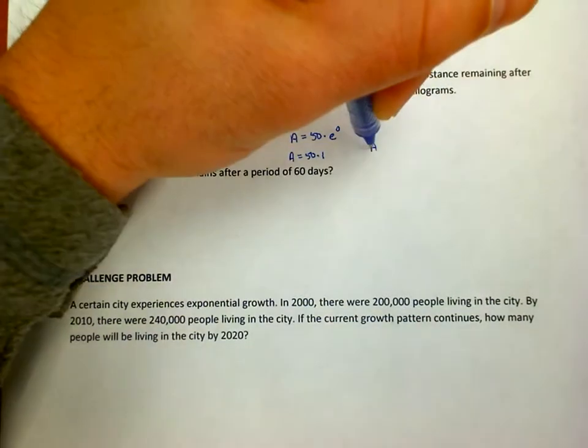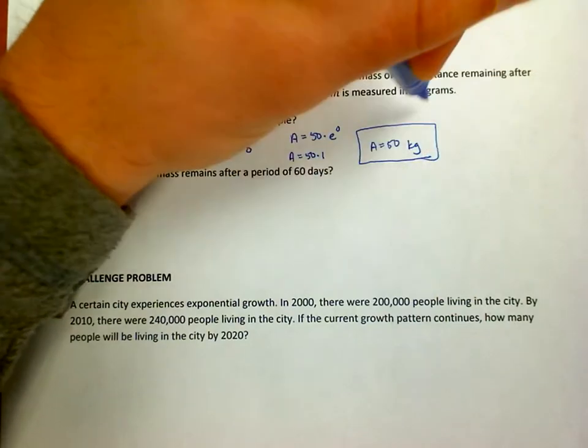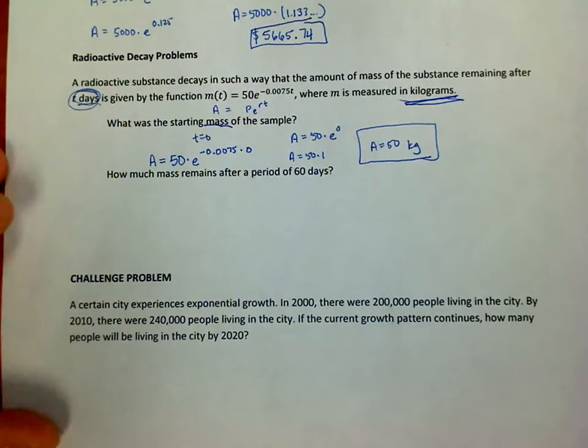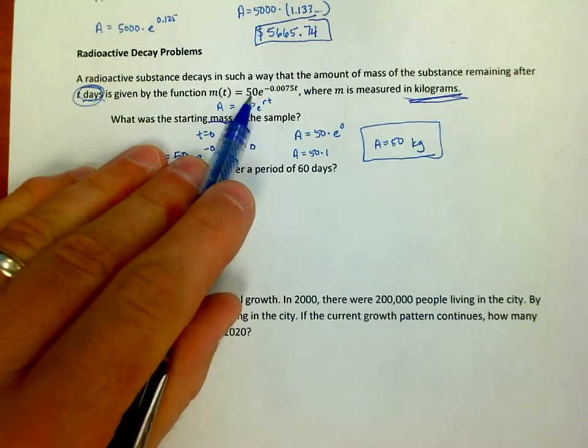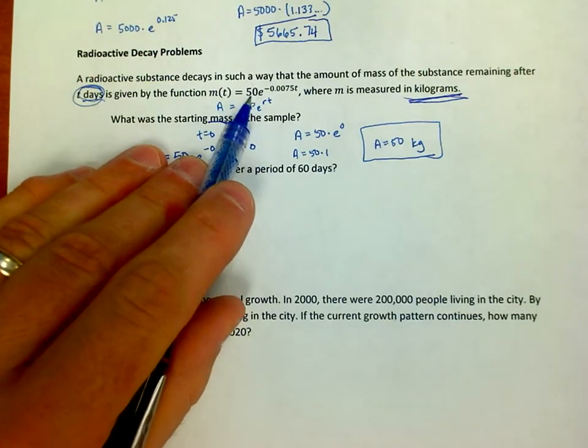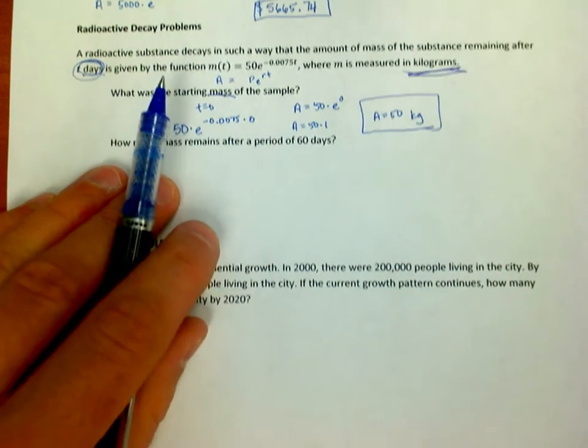Oh, the answer, dang it, you know what? We knew all along. It's going to be 50, and the units it says here are kilograms. We had 50 kilograms to start. So if you're good, you'll figure out that it's this number, the principal. But if all else fails, plug in a 0 for time and see what happens.